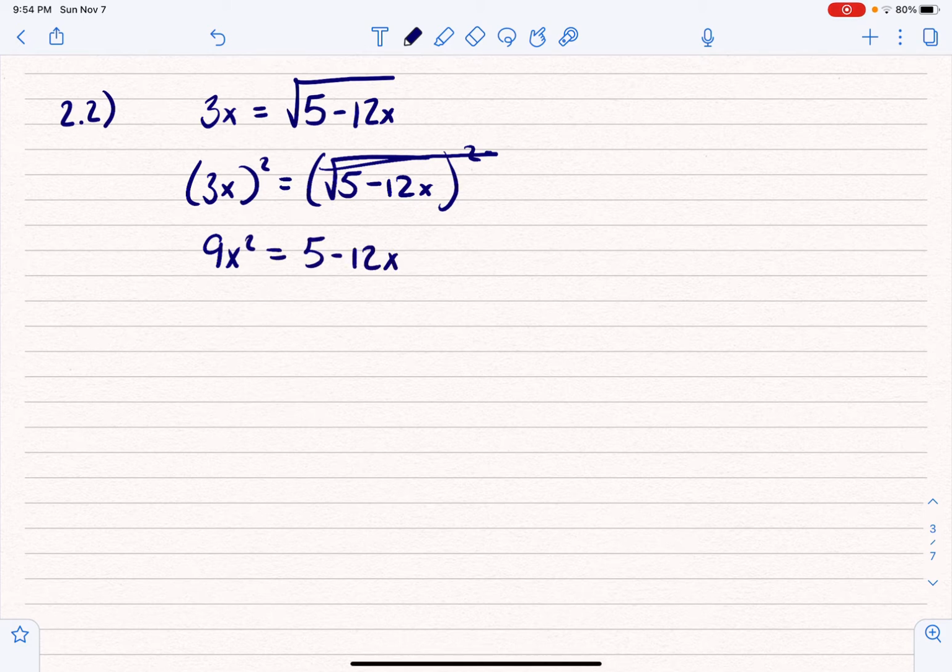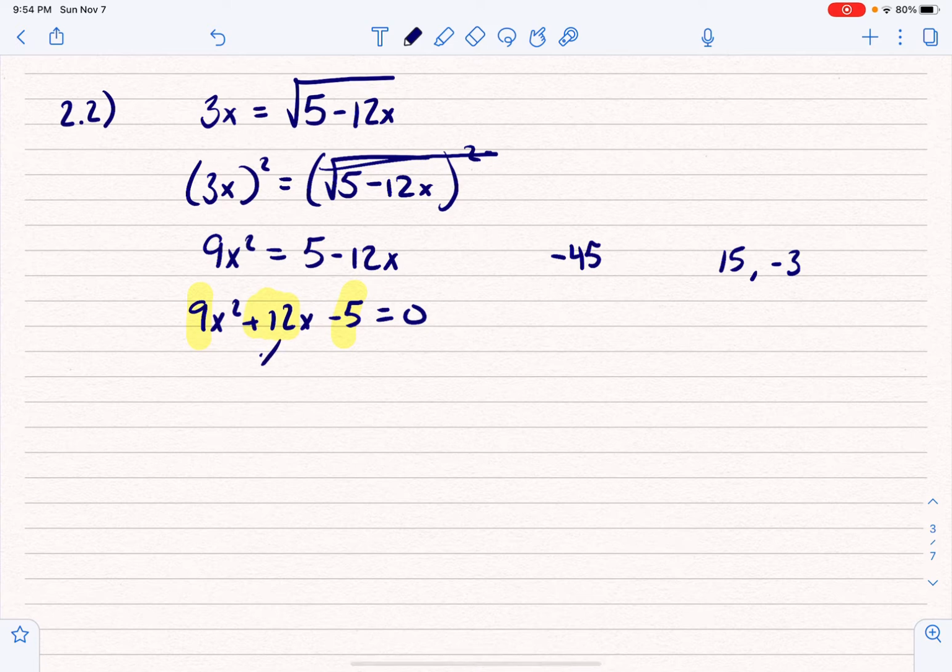I'm going to subtract the 5 and add the 12x, and so I get 9x squared plus 12x minus 5 equals 0. Quadratics, I'm pushing it all to one side. 9 times negative 5 is negative 45. Factors of negative 45 that add up to be positive 12. That would be positive 15 and negative 3. So I split this into those two values. And I say 9x squared minus 3x plus 15x minus 5 is equal to 0.